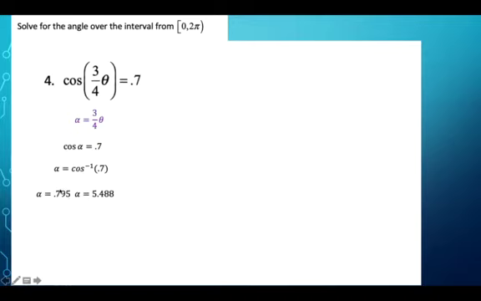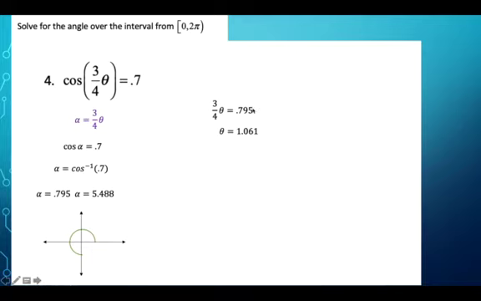That's what the calculator gave me. And then my quadrant 4 angle, which would be 2 pi minus my reference angle, is 5.488. Remember, what does the 3/4 mean? The 3/4 means that we're only using 3/4 of the circle, which means this quadrant 4 angle probably is not going to give me an answer. But let's just check. If I set my angle equal to 3/4 theta, I'm going to multiply both sides by 4/3, and I'm going to get theta to be 1.061.